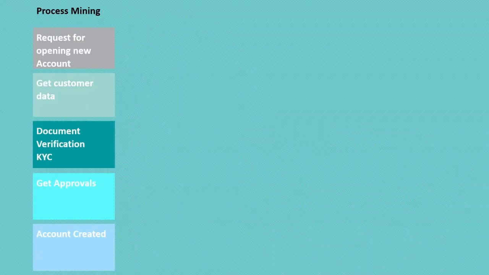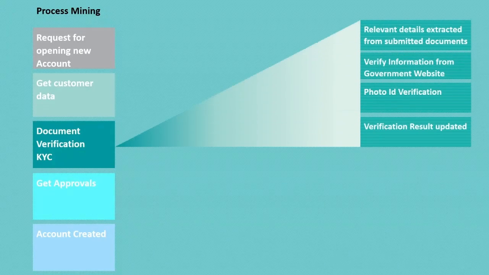For example, let's see the document verification, that is the KYC step. If you see, it has again multiple steps. What is done within KYC? The relevant details are extracted from the documents submitted by the customer, and then this data is verified with the government websites or the official data. Photo ID verification and address proof verifications are done, and once these verifications have passed, the result is uploaded.